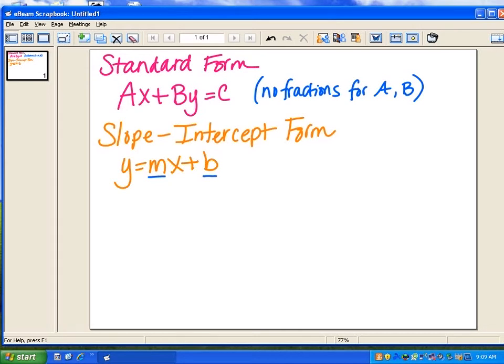And then the last form that we learned yesterday was what? Hunter? Point-intercept form. No, point-slope. Thank you. Point-slope form. And who can tell me the formula for point-slope form?